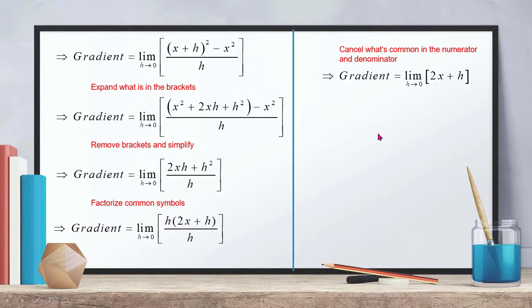2x plus h. Then finally, we're going to apply the limit. The limit is that h should tend to 0. So if h is tending to 0, this h here will become so small that it can be neglected. It will become negligible, and if h is negligible, we'll simply remain with 2x. Hence the gradient of y is equal to x squared is simply 2x.